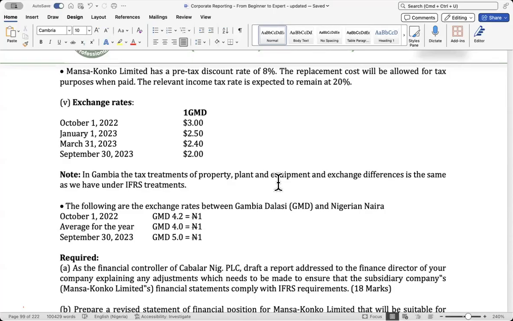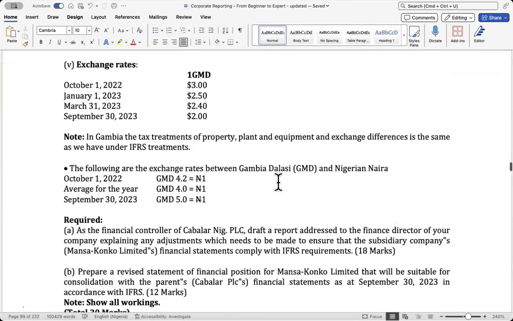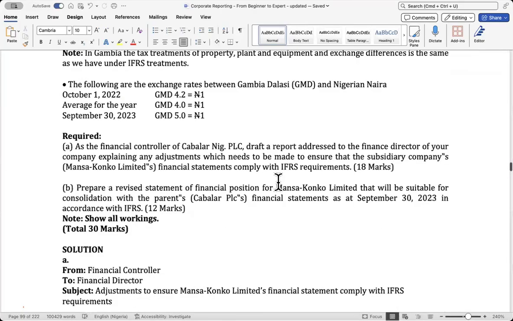September 30, 2023, $2. Notes: in Gambia, the tax treatment of property, plant, and equipment and exchange differences is the same as we have under IFRS treatments. The following are the exchange rates between the Gambian dalasi, GMD, and the Nigerian naira. October 1, 2022, 4.2 GMD equals 1 naira, and as follows.